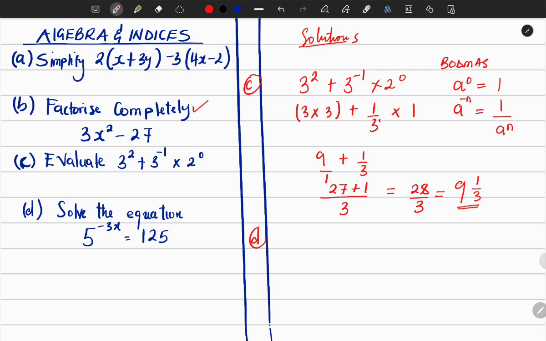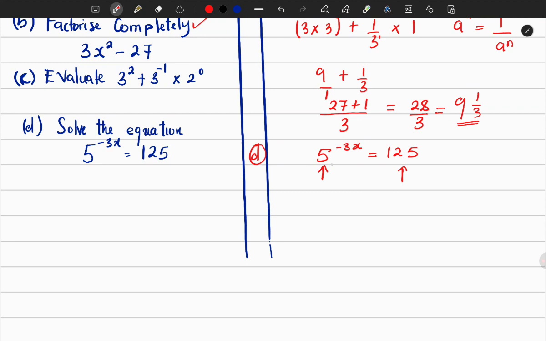D, we are solving an equation of this nature, 125. What we have to do is make the base here the same as the base here, because we're dealing with an equation involving indices where we are looking for the unknown index. So what do we do here? Well, since the smallest base here is 5, we can express 125 as a base of 5, and that is just 5 to the power 3.